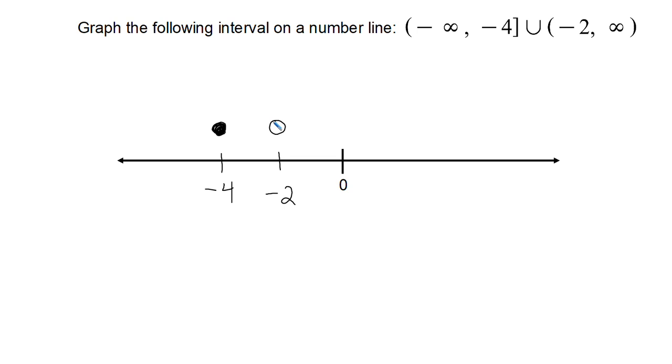We want all the numbers from -infinity over here until we get to -4, and we want all the numbers from -2 this direction to the right until we get to positive infinity.